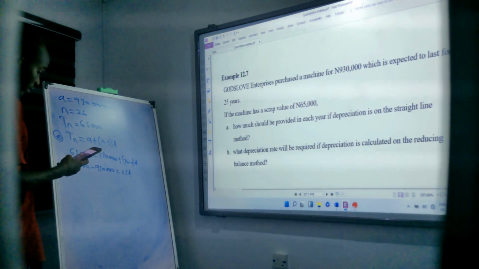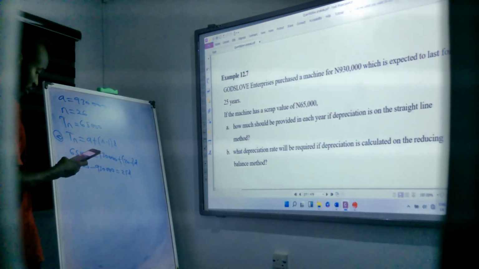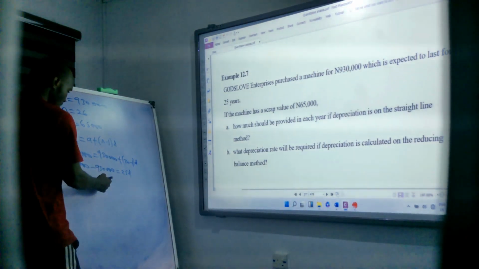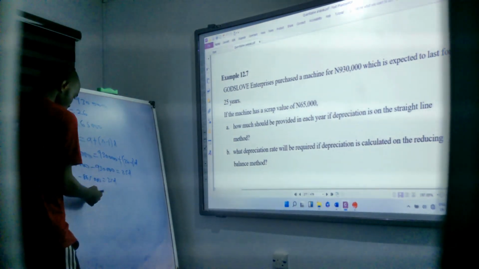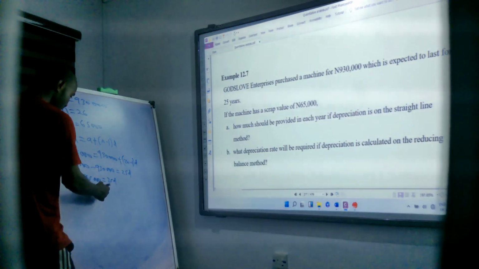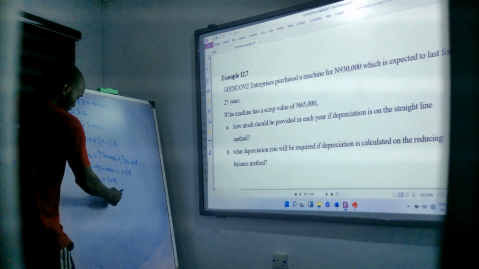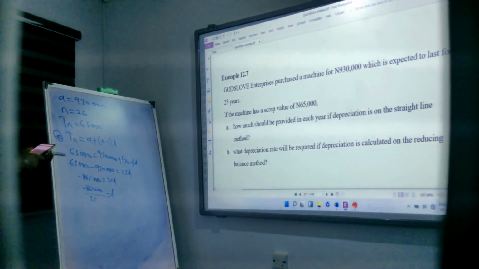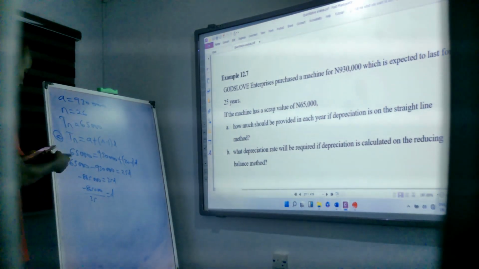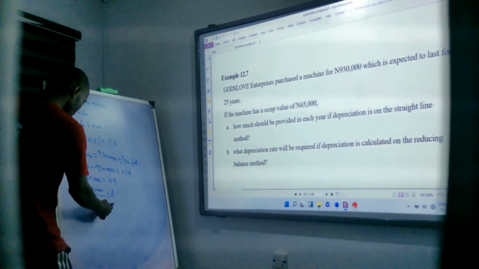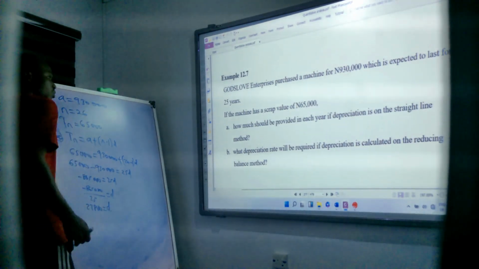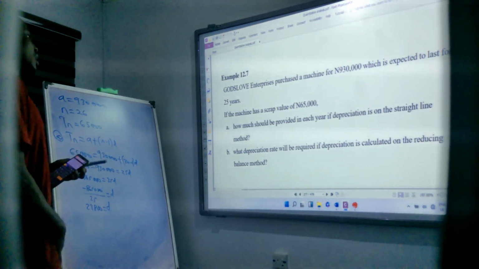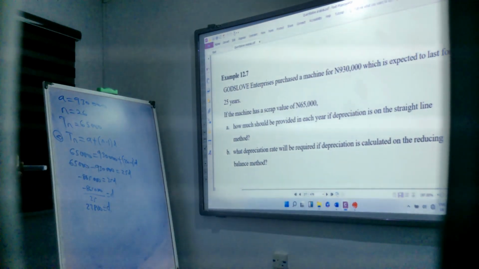And here will be what? If I subtract 930 from 65, that will be negative what? 65 minus 930 will be minus 865,000 equals 25d. So d is equal to what? Minus 865,000 over 25. So d will be negative because it's depreciation. It's falling. So divided by 25, it's 34,600. So the annual depreciation charge is 34,600.